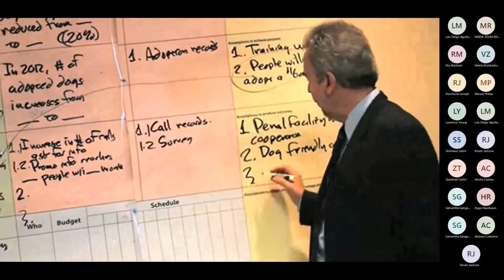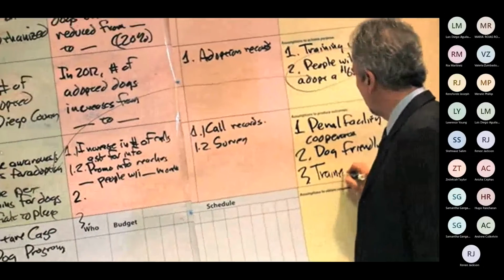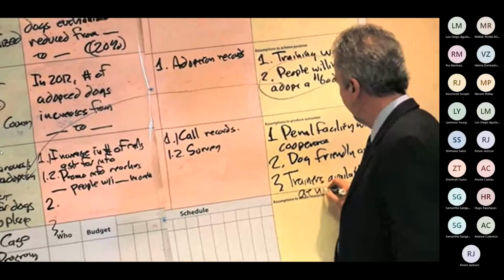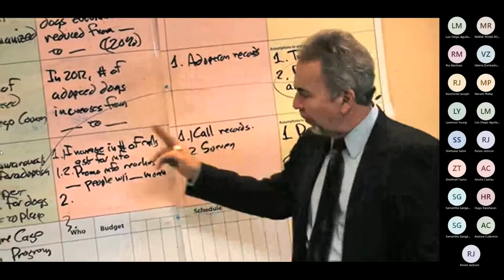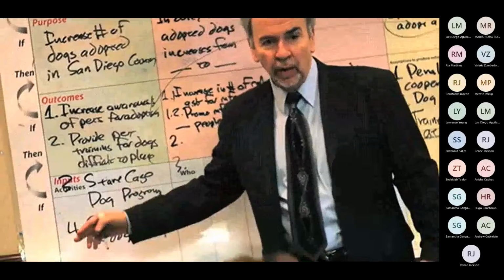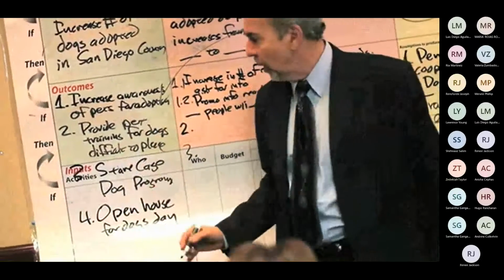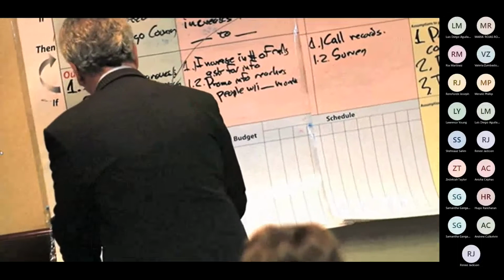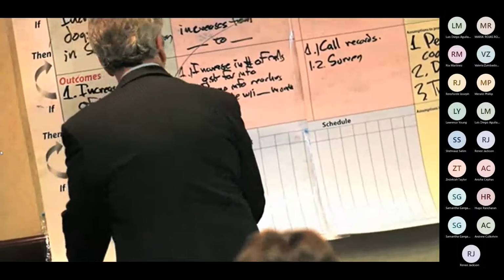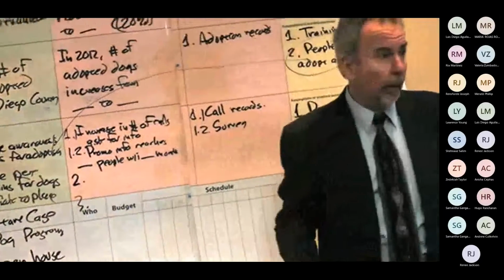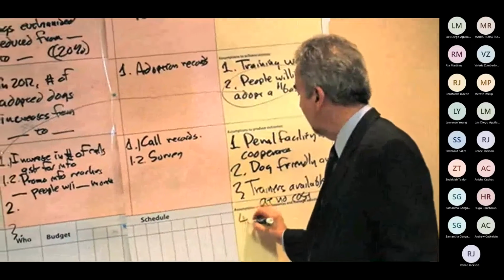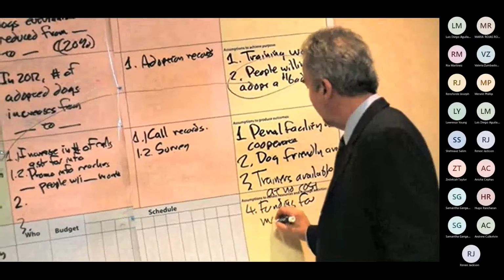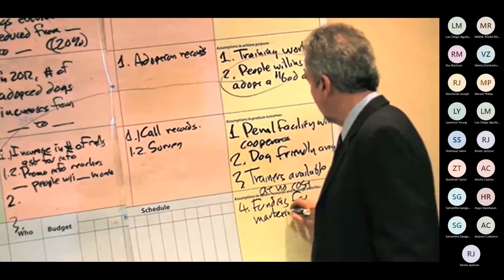Trainers are available? Good. Trainers available at no cost, huh? Yes. So does that suggest the need for another outcome on a trainer recruitment program? Yes. Good. So we have trainer recruitment. Excellent. How about funding for the marketing awareness program? We can get funding for marketing awareness. Funding for marketing and training.